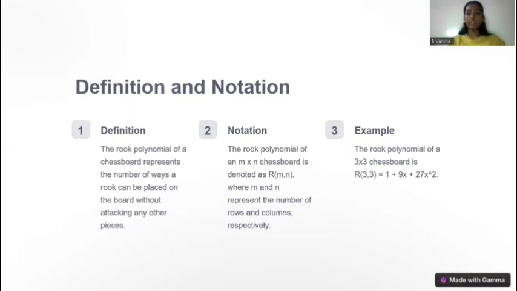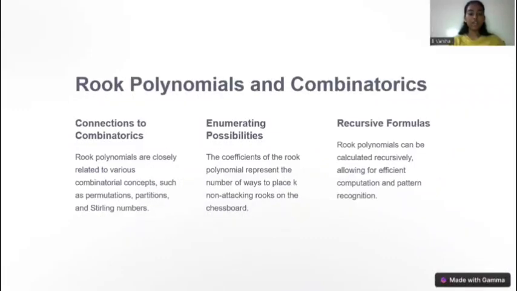Third is example. The rook polynomial of a 3 by 3 chessboard is R of 3, 3 equals 1 plus 9x plus 27x squared.